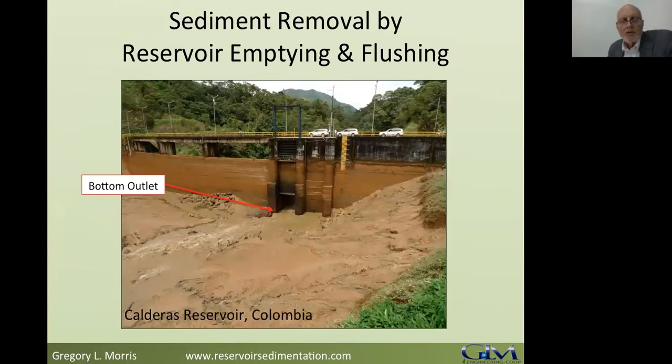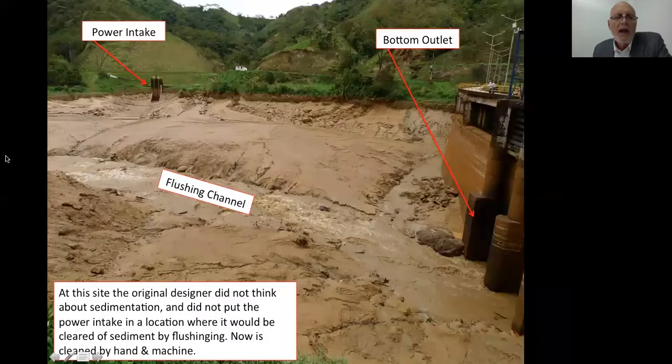Flushing is another option, and with flushing, what you're doing is opening a lower level outlet to allow the water to run through the length of the reservoir and flush out a flushing channel. This generates high sediment loads downstream. Some places you can do it, a lot of others you can't.